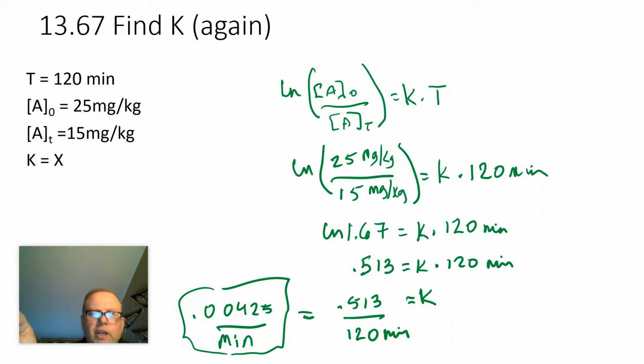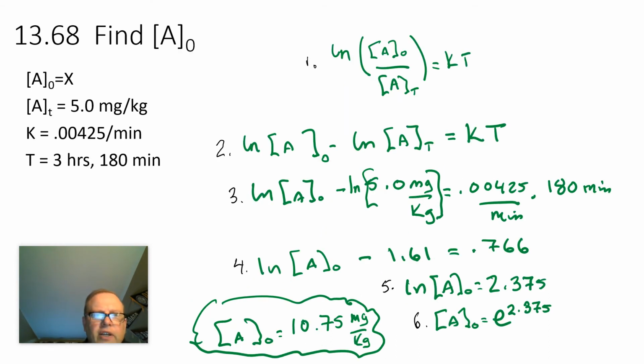13.67, the same idea. Again, filling in all the known variables, and I went down step by step. And I just took the ln of 1.67, which is 0.513, equals K times 120 minutes, which is 2 hours. I get K is 0.513 over the 120 minutes, which is 0.00425 is our value. There we go.